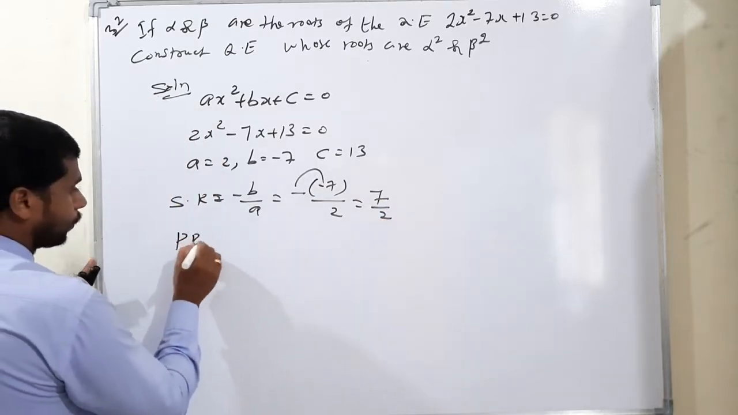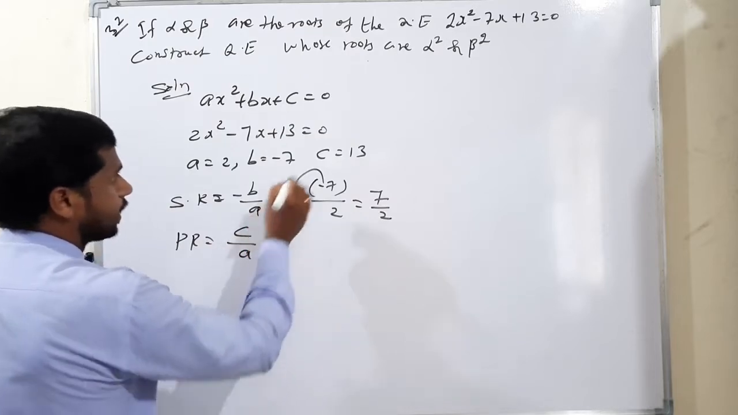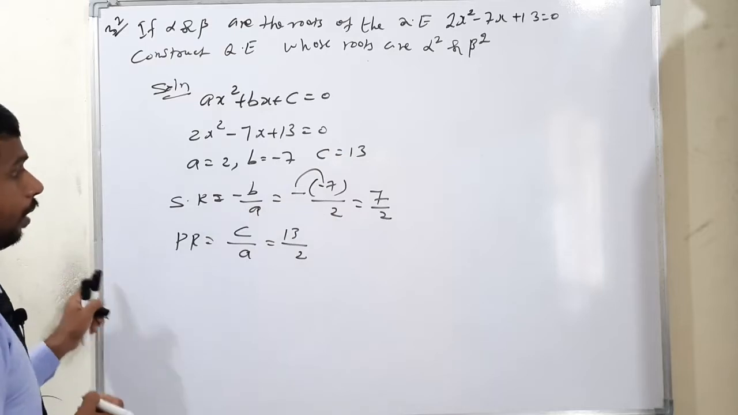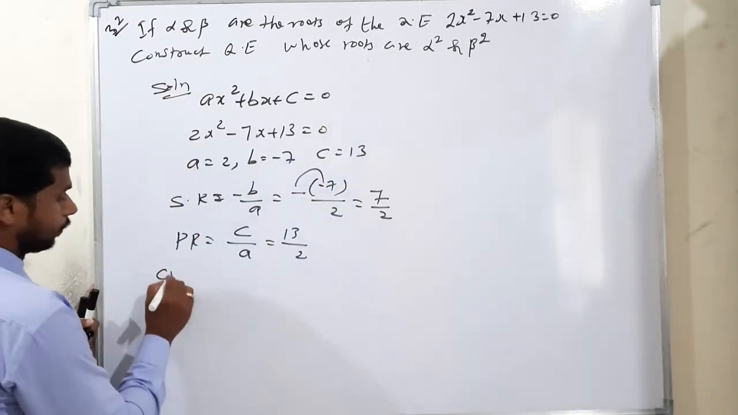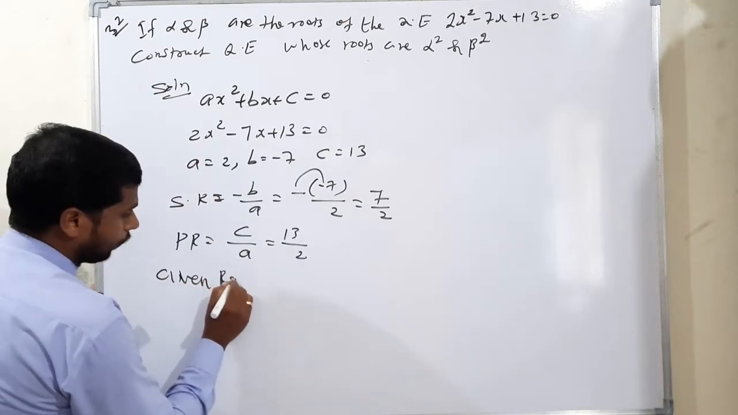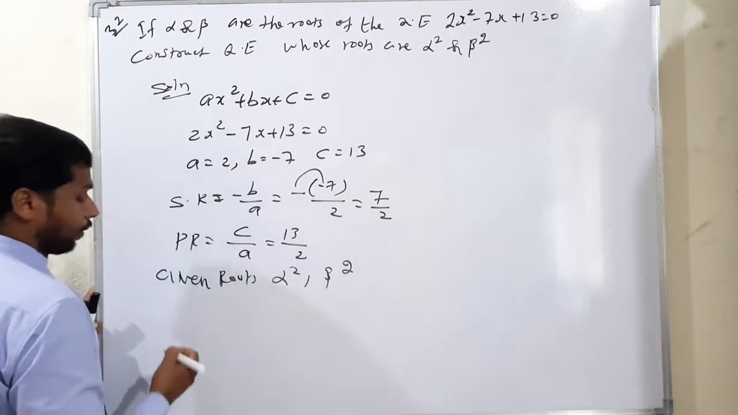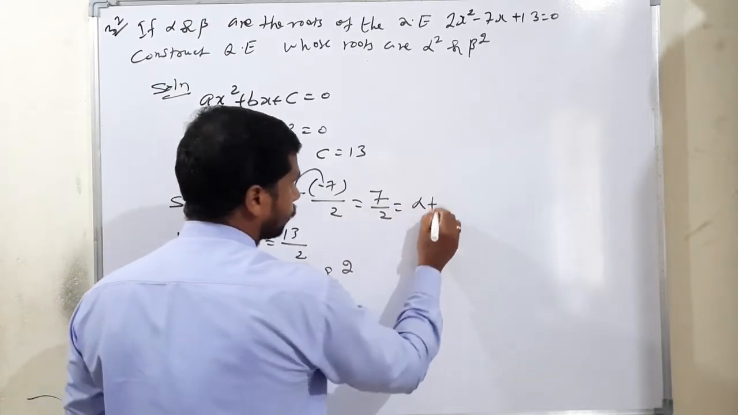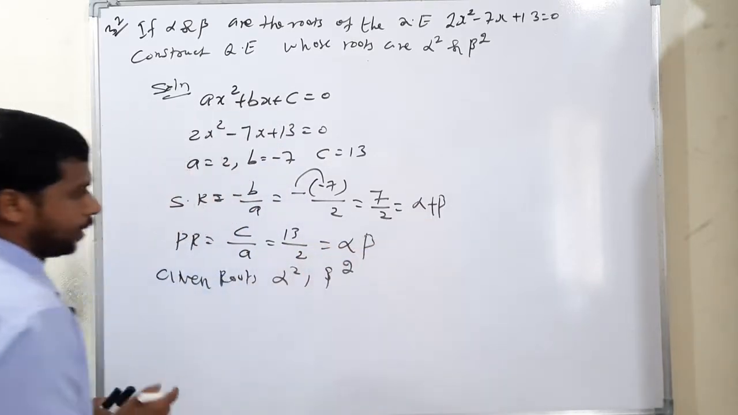Then the product of the roots is constant divided by a. c is equal to 13 and a is equal to 2, so 13 by 2. Then what are the given roots? Alpha square and beta square. So, the sum of the roots means alpha plus beta, and the product of the roots means alpha into beta, isn't it?